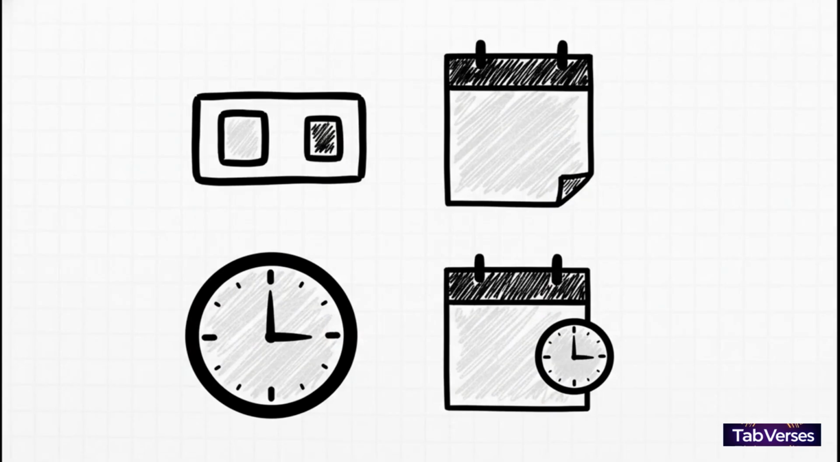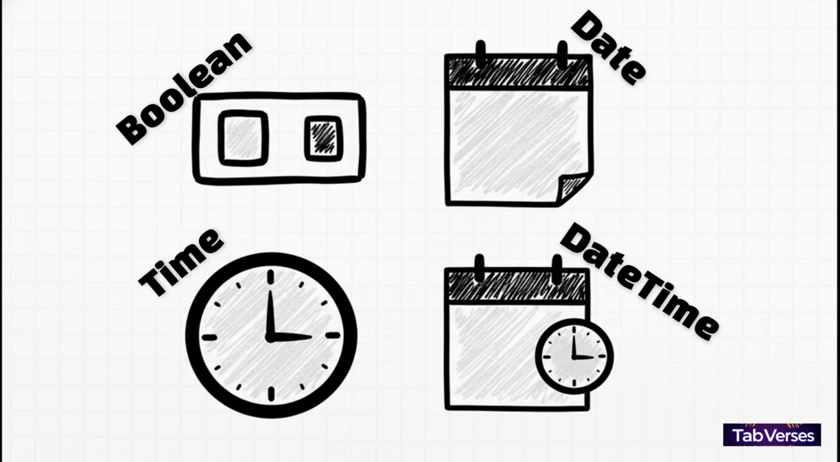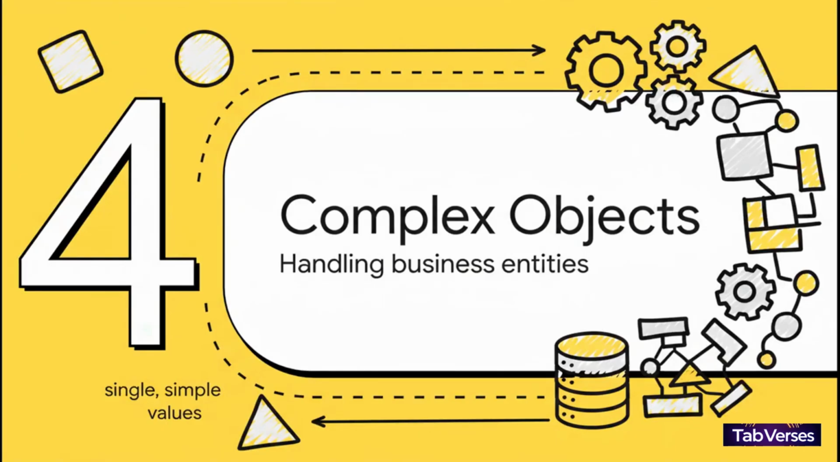And to round out our fundamental types, we have the essentials. You've got Boolean, which is just that simple true or false switch that drives all your logical decisions. And of course, you have date, time, and date time. These are absolutely critical for tracking exactly when business events happen, which is vital for everything from posting documents to logging integrations. All right, so we've covered all the individual bricks.